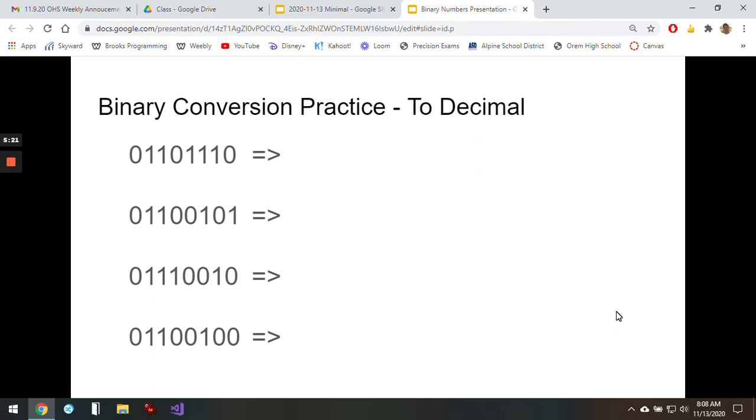Let's do the next one. 0100 1111. The leading zero doesn't matter. 64, 32, 16, and 2. So it's 96, and 96 and 16 is 112, plus 2 is 114. Making sense a little bit? These are a little bit larger numbers.